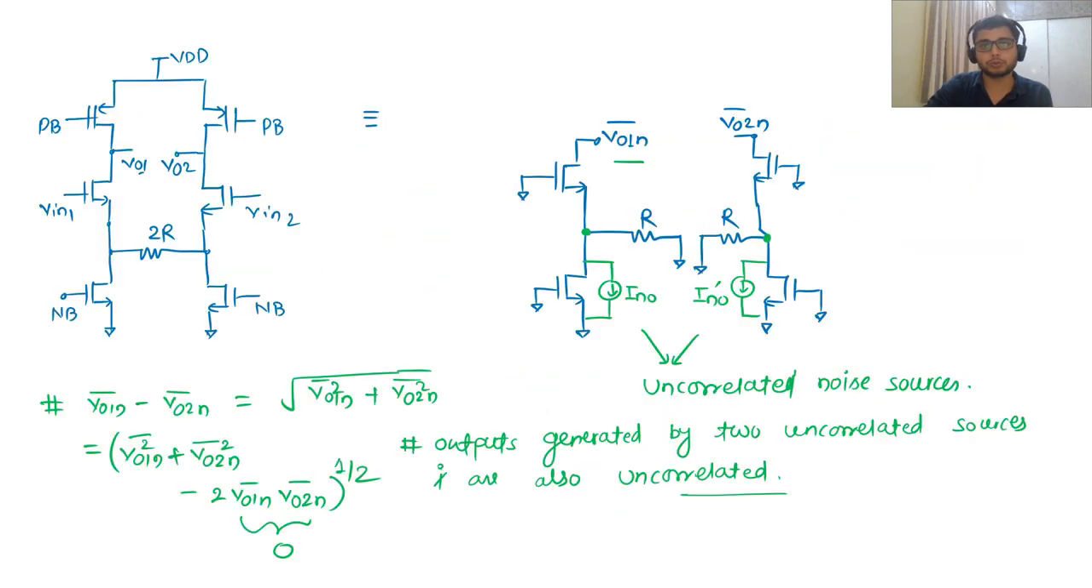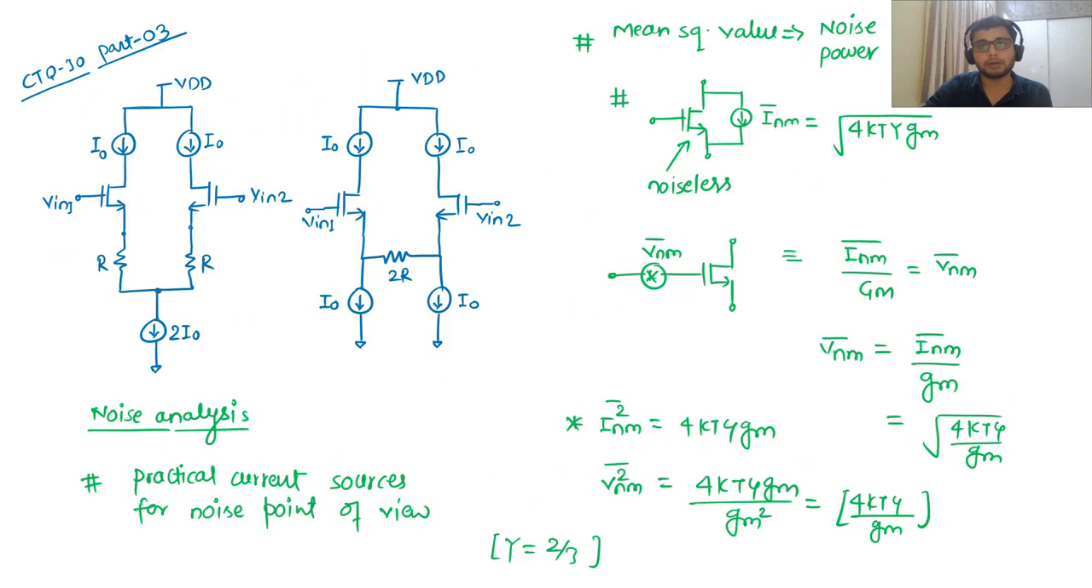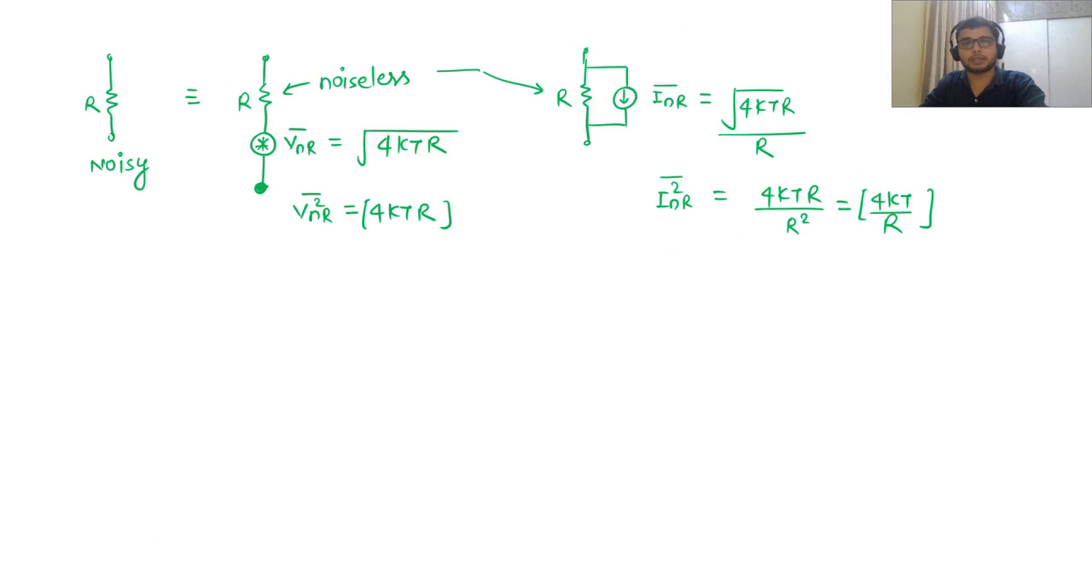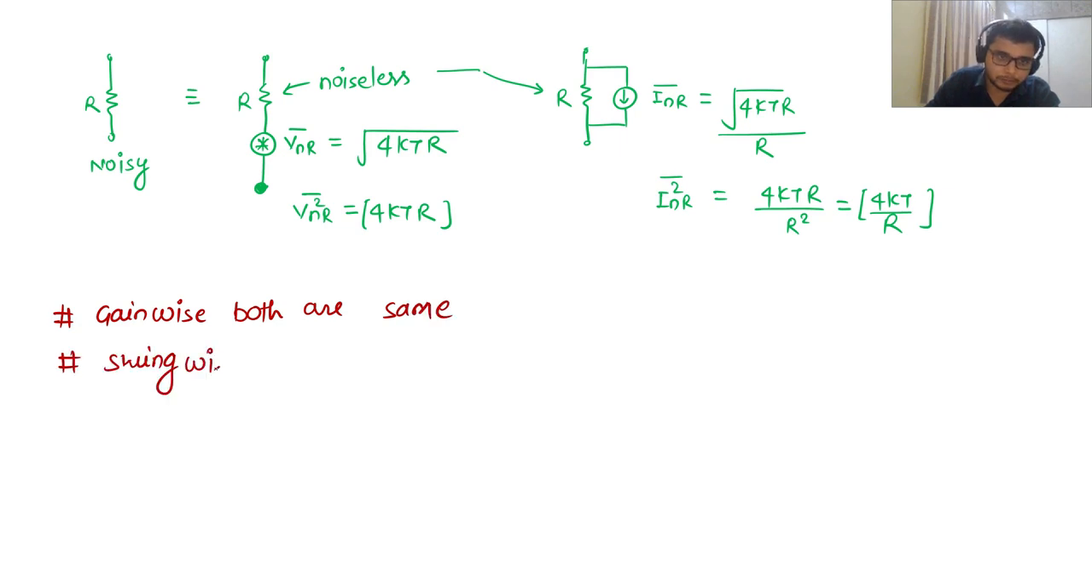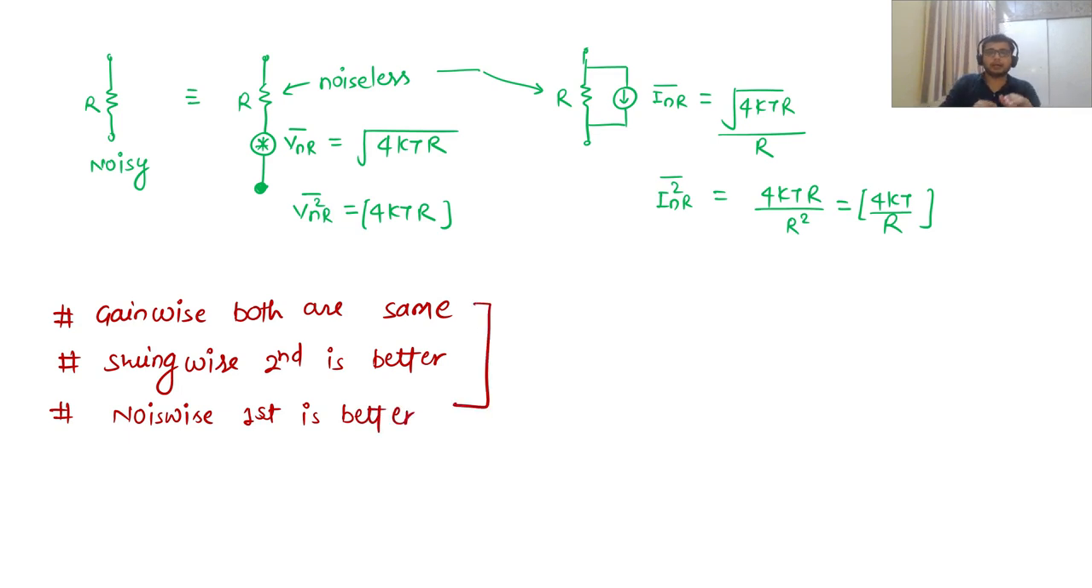So if we consider the two circuits depending on the different aspects, the gain by both is the same. So the conclusion is that gain-wise both are the same. Swing-wise, the second is better. Noise-wise, the first is better. So these are the three viewpoints I had in my mind when I started this question. So finally we got the conclusion about which circuit is better and what your requirement is. Depending on the requirement we can use the circuit.